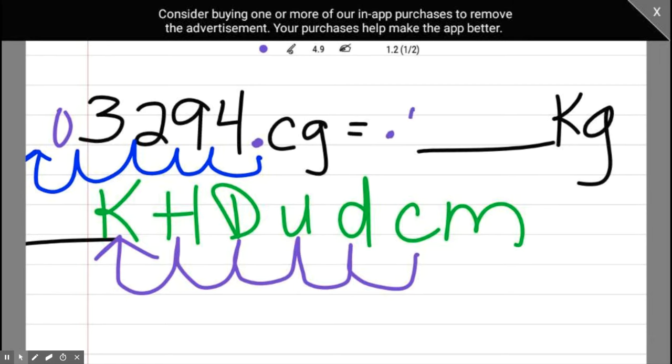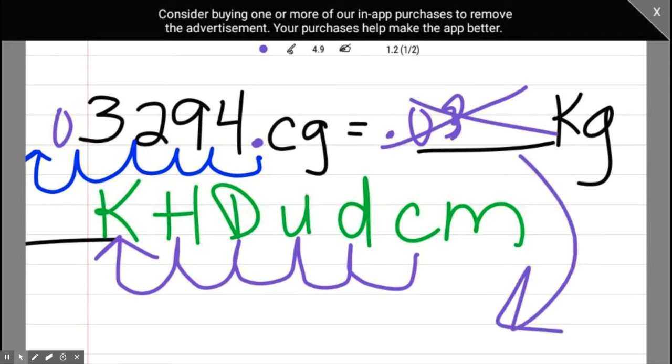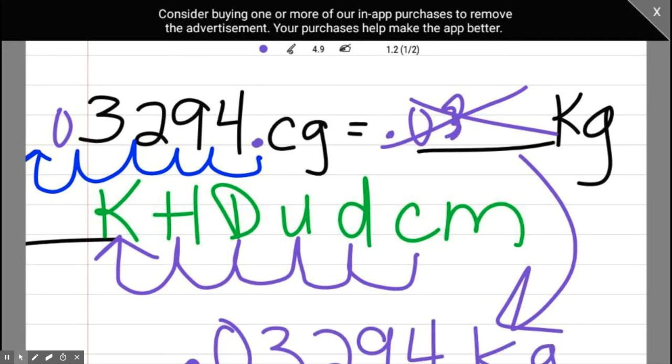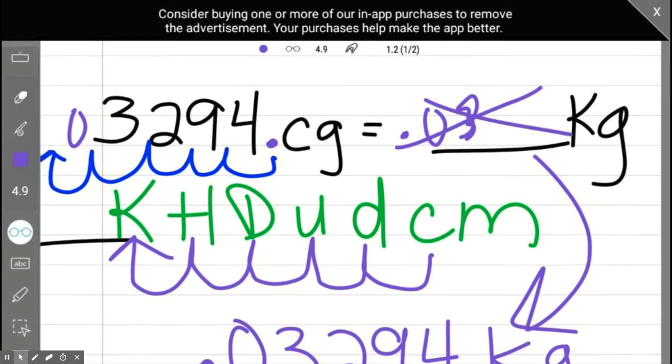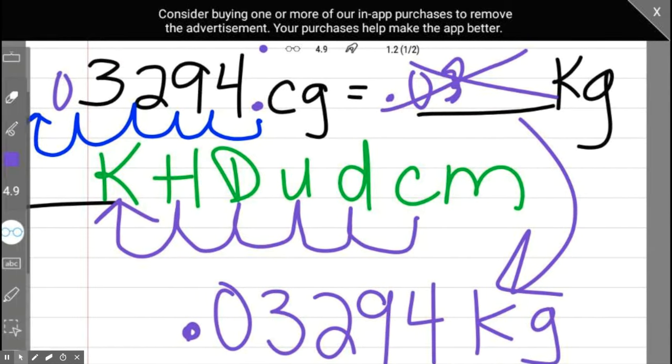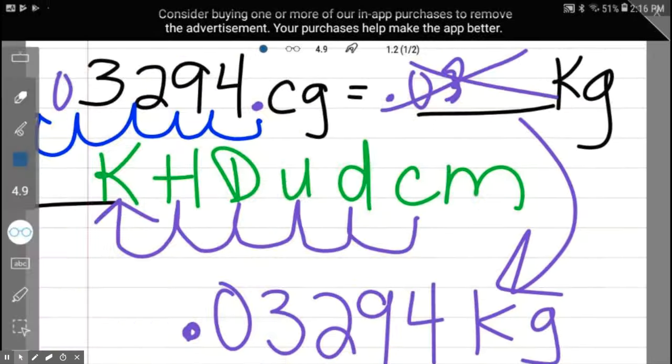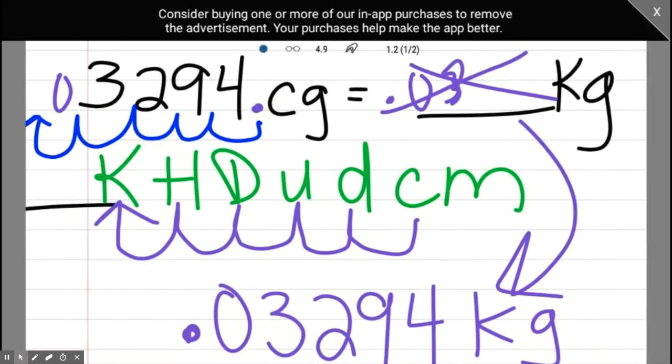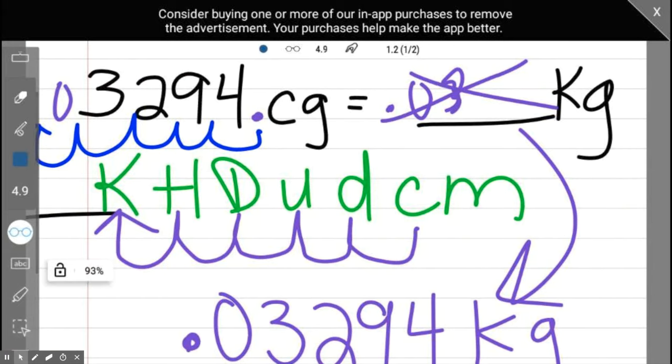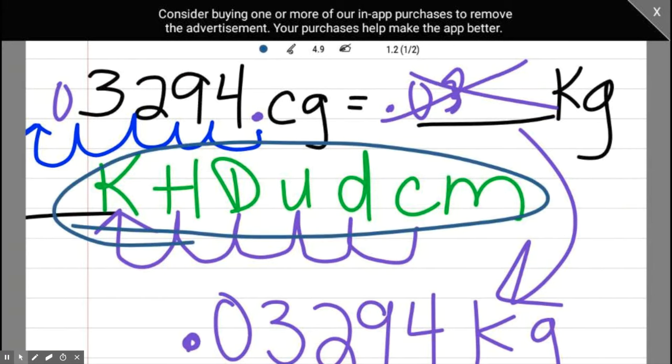So my final answer would be decimal 03. That is, again, super ugly. I'm going to write it over here. That is going to be decimal 03294 kilograms. And it's just simple as moving the decimal as many times as you jump on the scale. And if you can remember the little hack, the little cheat, then everything will fall into place. You just have to remember that King Henry drinks unusually delicious chocolate milk and jump the same number of places in the same direction to get your answer.